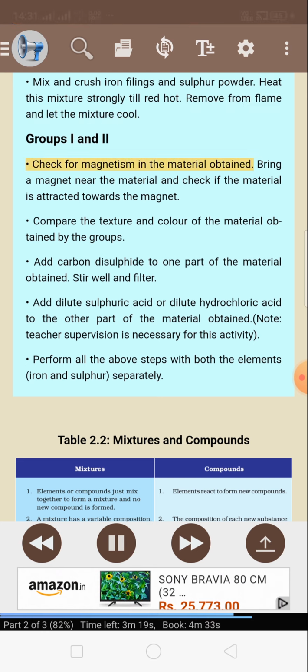Check for magnetism in the material obtained. Bring a magnet near the material and check if the material is attracted towards the magnet. Compare the texture and color of the material obtained by the groups. Add carbon disulfide to one part of the material obtained. Stir well and filter. Add dilute sulfuric acid or dilute hydrochloric acid to the other part of the material obtained. Note: teacher supervision is necessary for this activity. Perform all the above steps with both the elements iron and sulfur separately. Table 2.2 Mixtures and compounds.